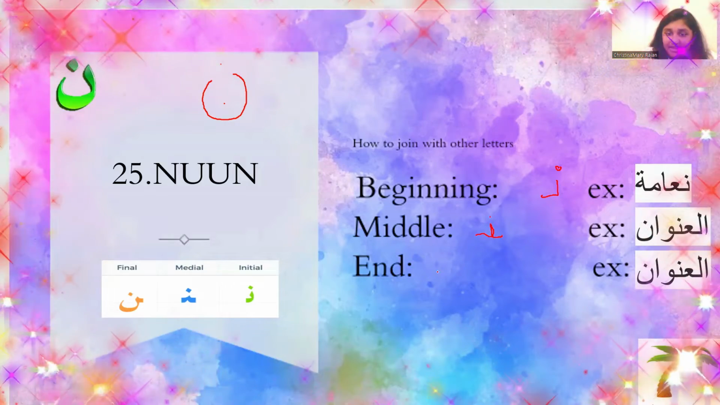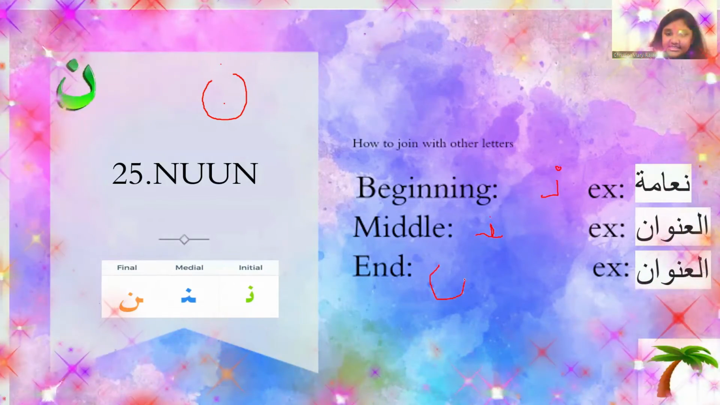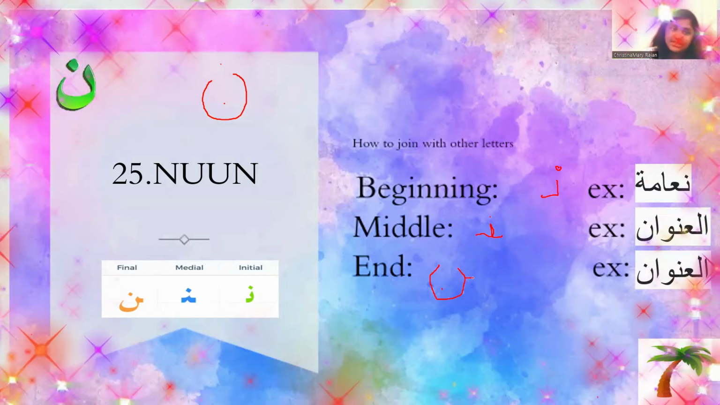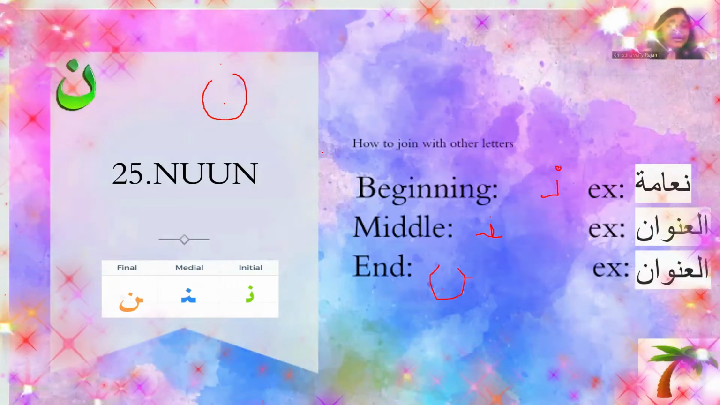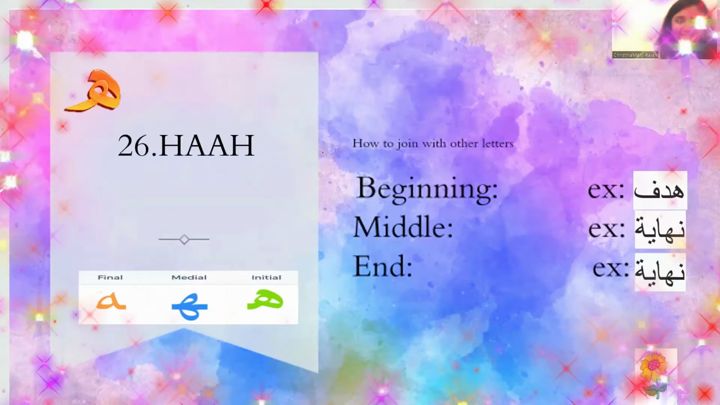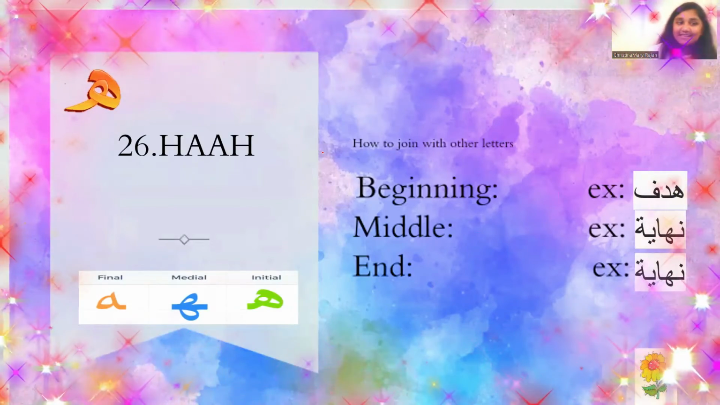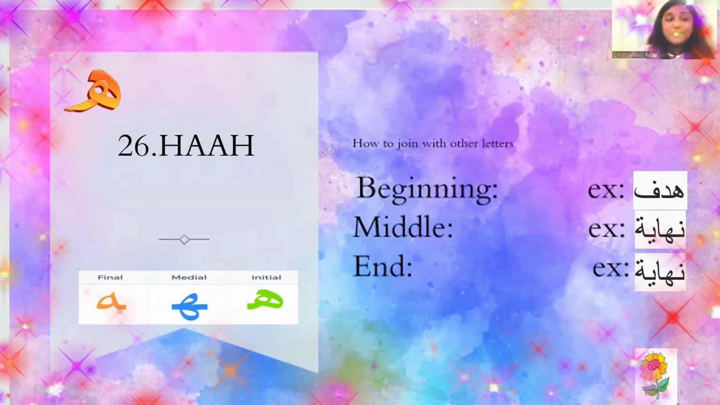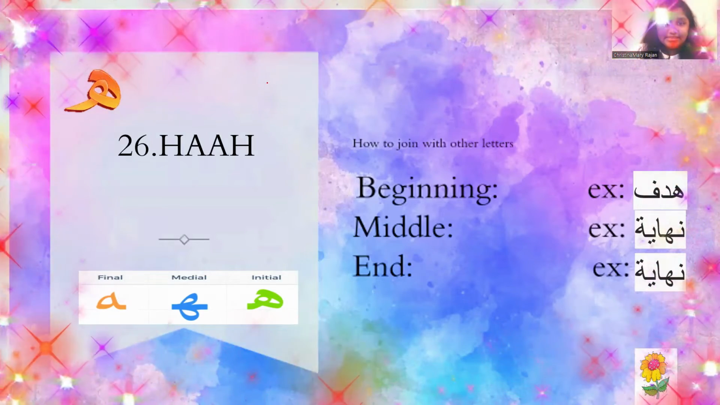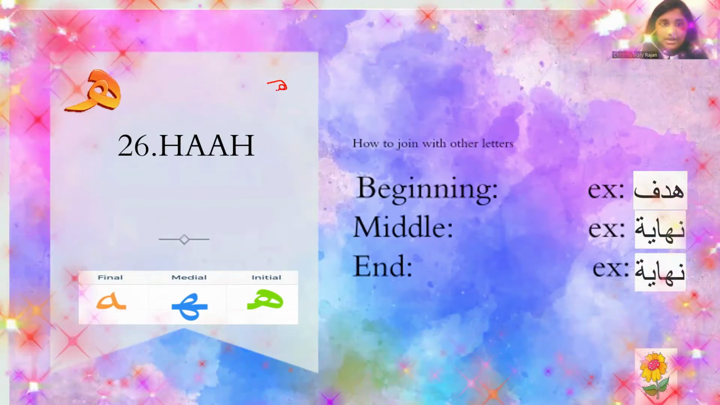And at the end, we have the same letter itself and a small dash if you can check the letter. So I think we are learning this pretty fast. Let's go on to the next, the 26th. So let's see our 26th letter. Ha. Like this, this is how we write it.